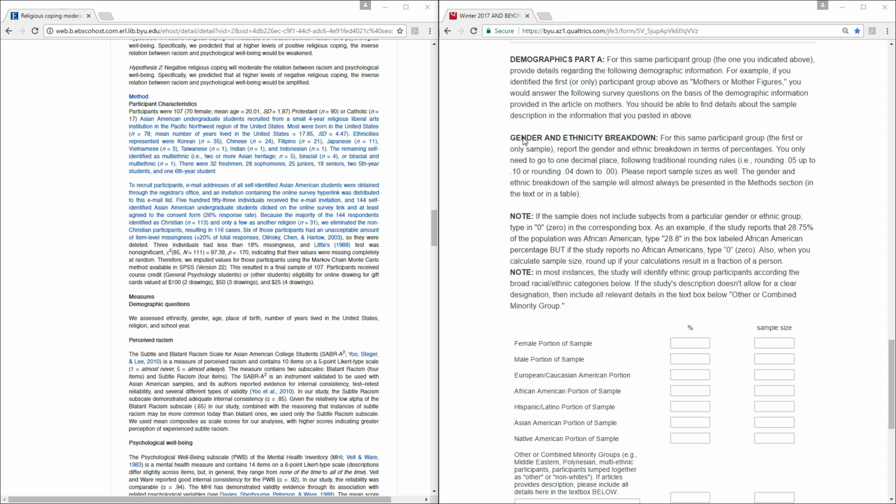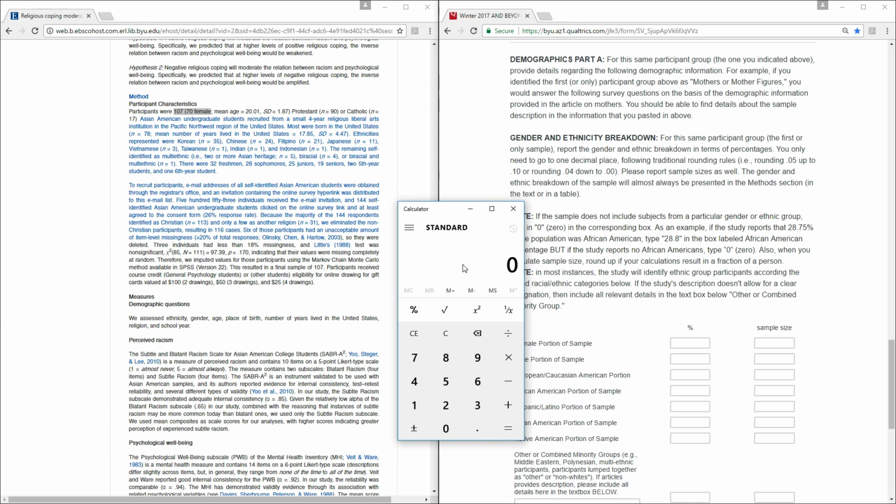Demographics part A is going to focus on gender and ethnicity breakdowns, reporting on sample sizes and percents. So our authors reported there were 107 research participants in their final sample, and 70 of them were female. So we are going to have to pull out our handy dandy calculator and get that percentage, which would be 65.4. You can always multiply by 100 to make that easier.